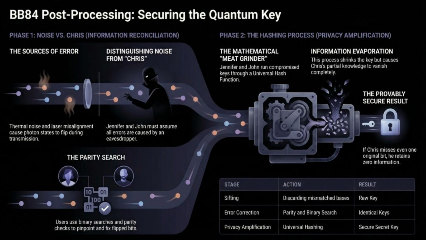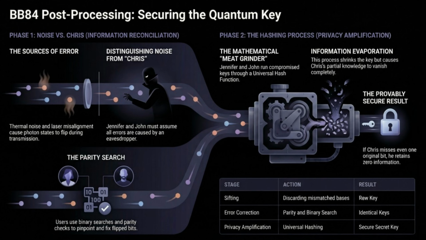That brings us to Phase 2, privacy amplification. Think of this as a mathematical meat grinder. Jennifer and John run their corrected keys through a universal hashing function. This process triggers information evaporation. While it shrinks the total length of the key, it causes Chris's partial knowledge to vanish completely. The logic is absolute. If Chris misses even one original bit, he retains zero information about the final result.